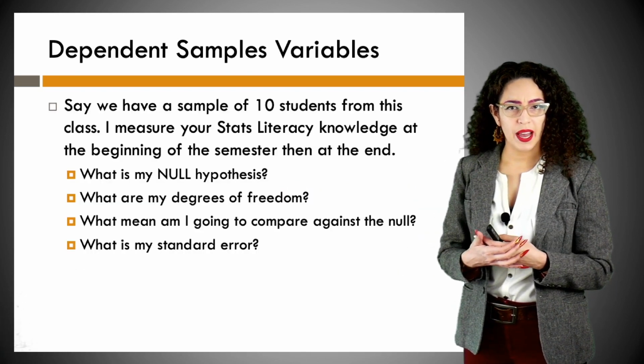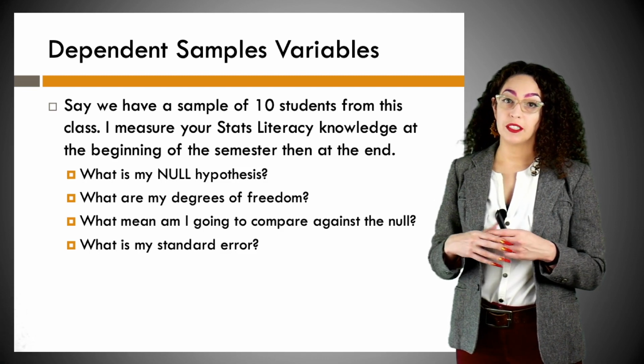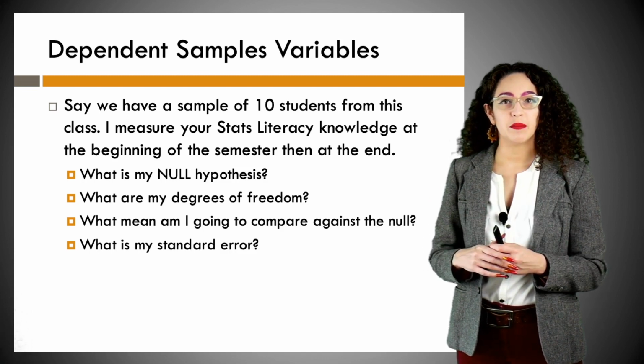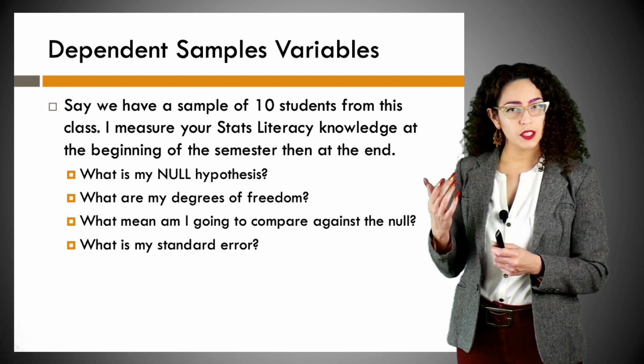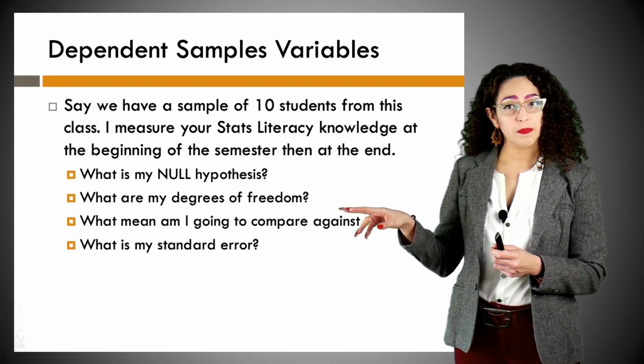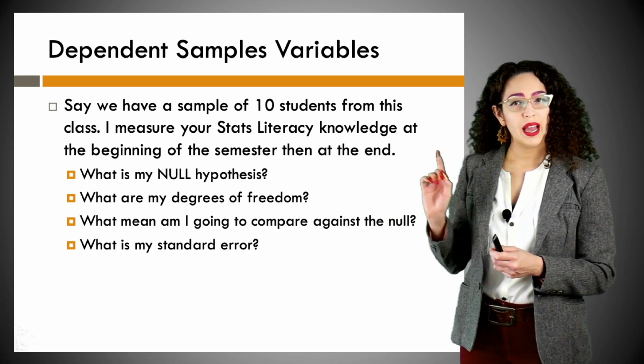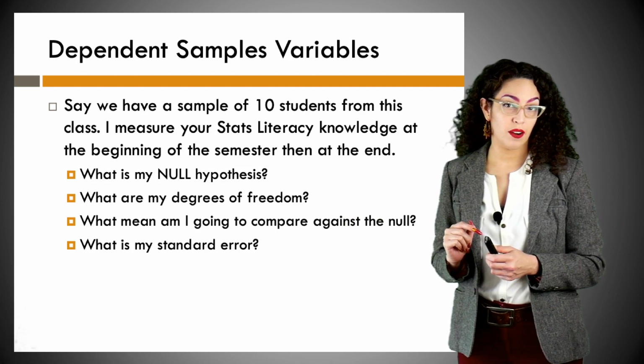So let's say that we have 10 students from this statistical literacy class. I measure your statistical literacy knowledge at the beginning of the semester, then at the end. So first off, what is the null hypothesis? Second, what are my degrees of freedom? Third, what mean am I going to compare against the null? And fourth, what is my standard error?